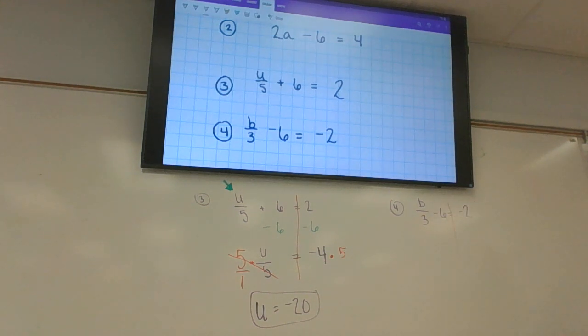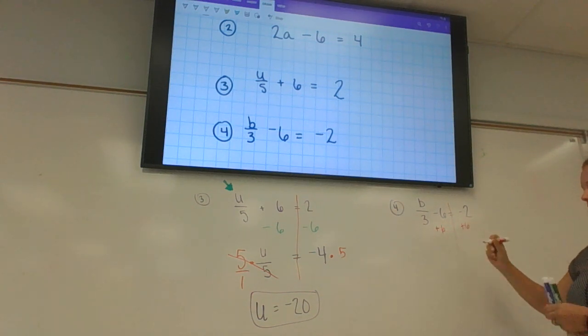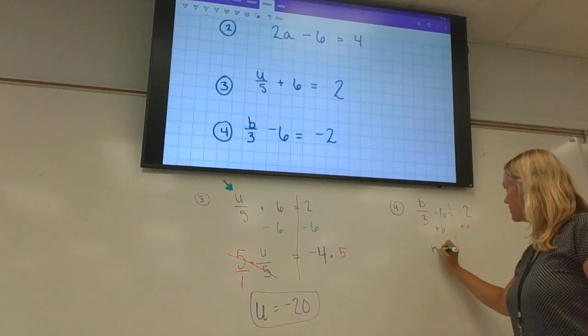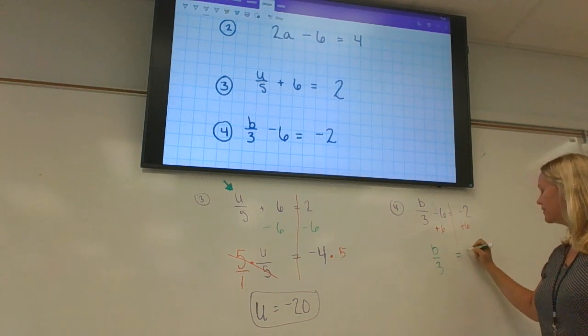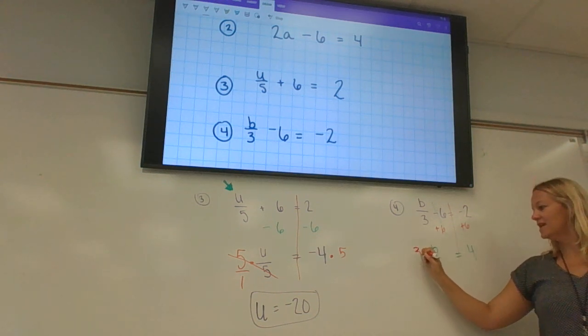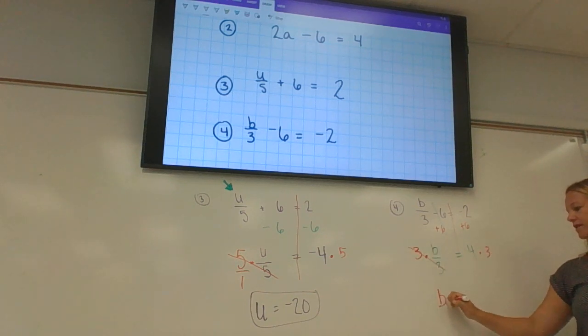Alright, Cadence, what would you do first on this one? Add 6. So both sides of the equal sign, that's that property of equality. Last step. Alyssa, what would you do to finish it? That's it. And now we know b's value. B was 12 all along.